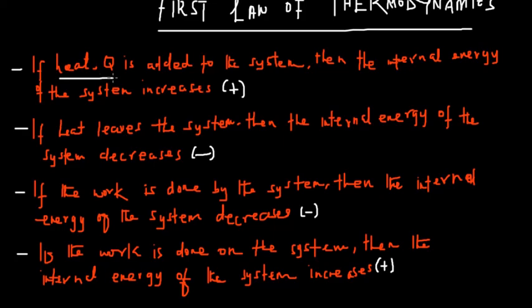So the first point is, note these points: whenever heat is added to a system, the internal energy of the system becomes positive, or increases. Whenever heat leaves the system, the internal energy of the system decreases. So from here, when heat is added, the internal energy increases, and when heat leaves the system, the internal energy decreases.